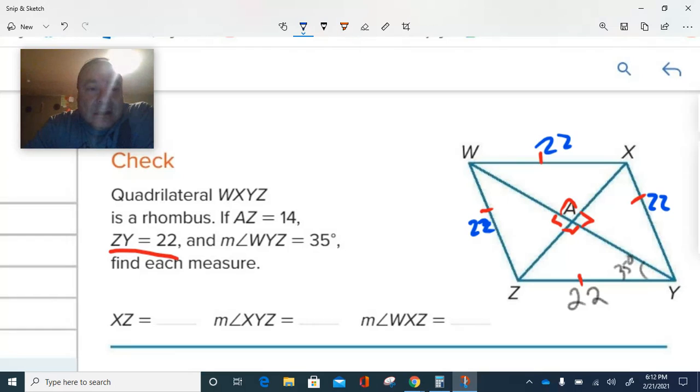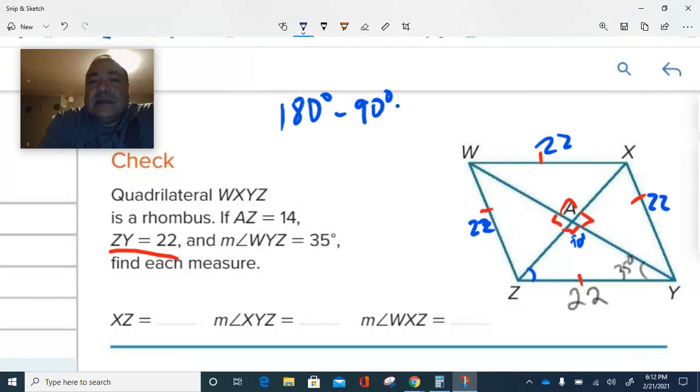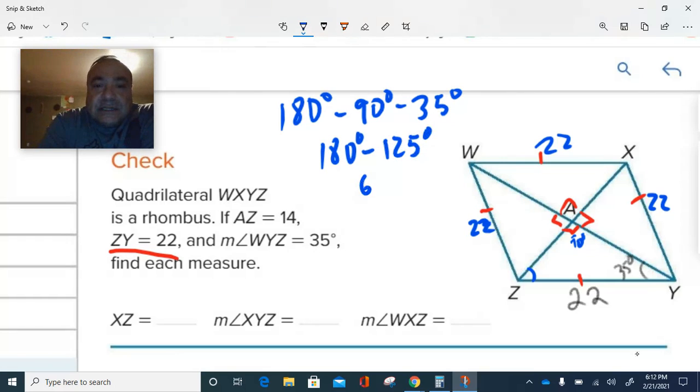Well, we don't know much about the lines, but if this is 35, this is 90, right, guys? So to find this side right there, it will be 180 degrees minus 90 degrees minus 35 degrees, which is just 180 degrees minus 125 degrees, which will give us 65 degrees here to any angle. So this is 65 degrees, right?